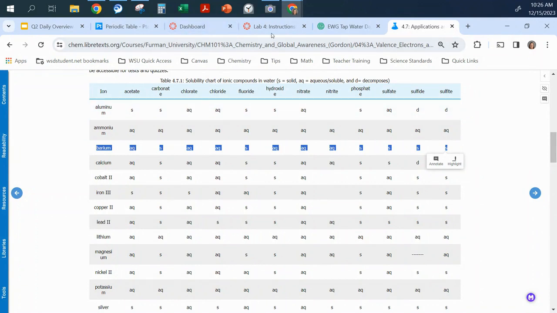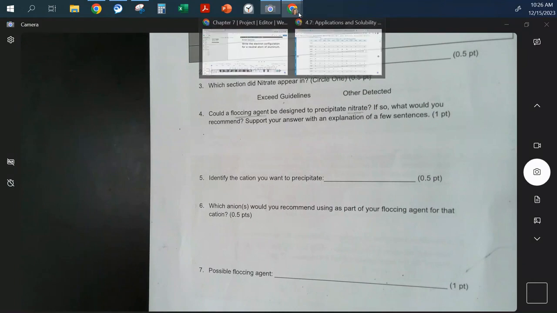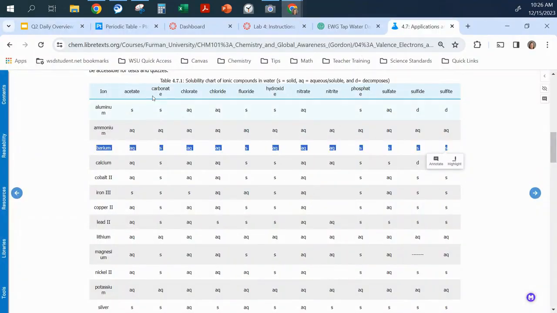And then the other thing you have to do is recommend the flocking agent that you would use. So remember, we're picking something that has a cation and an anion, so it's an ionic compound. We can't just add a negatively charged thing and precipitate, because the negatively charged thing doesn't exist as a negative thing by itself. You have to have that charge balance cation. So we need to go back to our chart and find some ion that will precipitate barium but will be soluble when we add it to the solution.